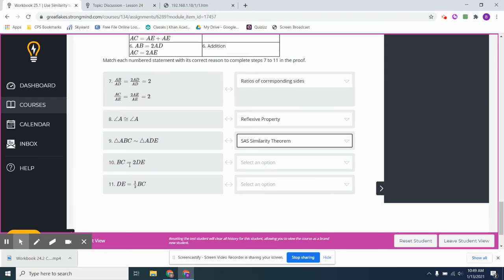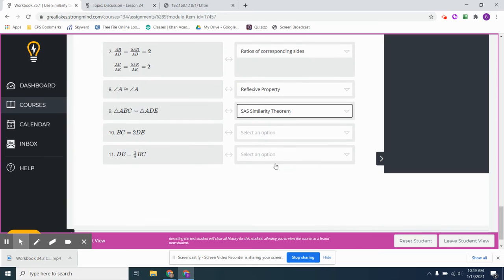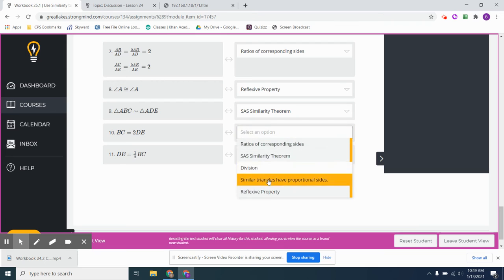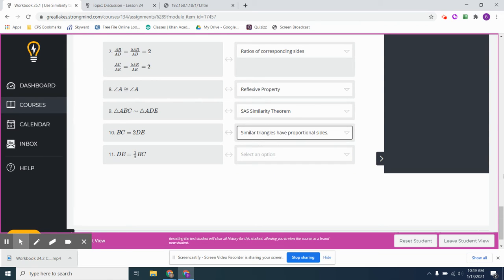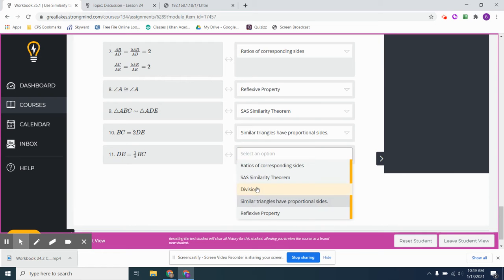Then right here, we have that similar triangles have proportional sides because BC is twice the length of DE. So that's proportional sides. And then the last part is just dividing that, and then you get the half. So that's what we're supposed to show.